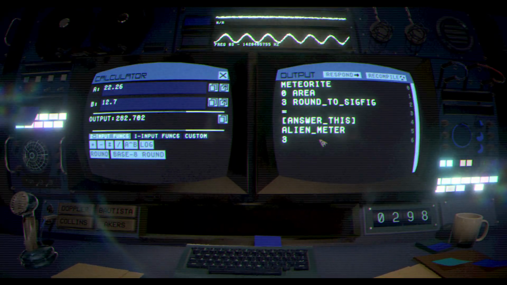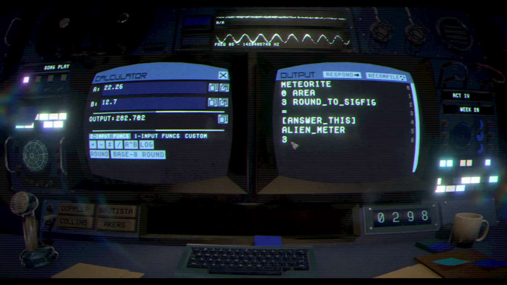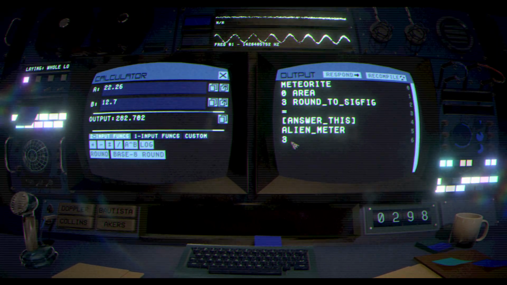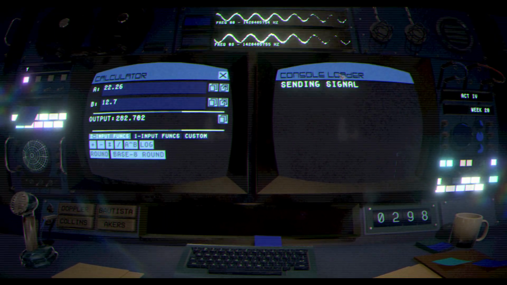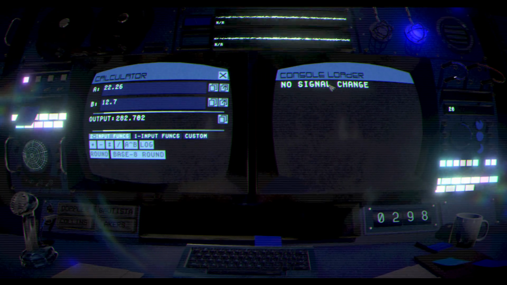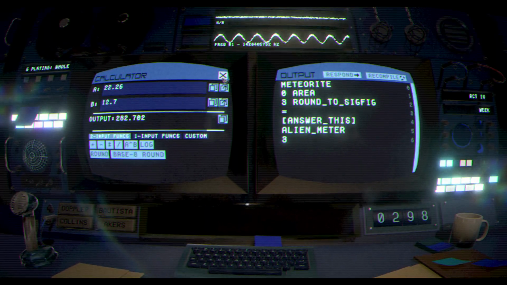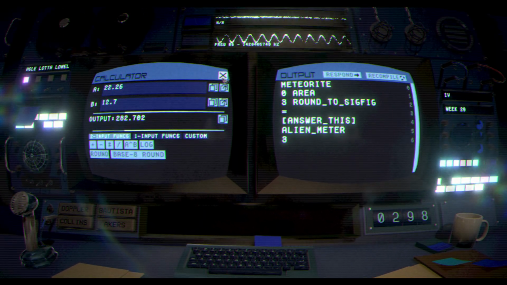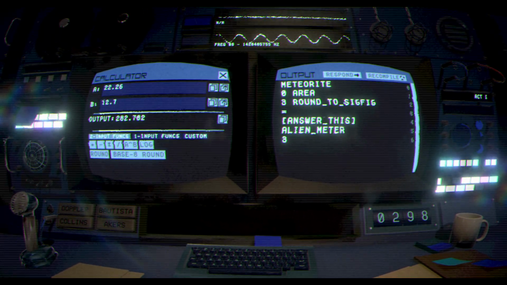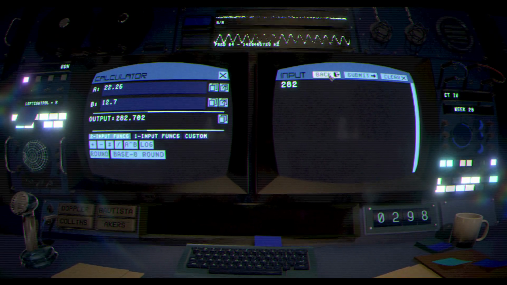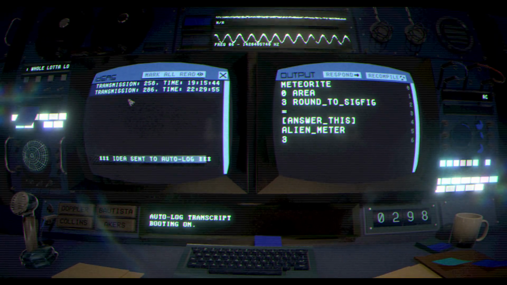Well, hold on. This says alien meter 3, so I'm assuming that this is alien meters cubed. Just to be sure that I don't want 282. Well, how would we define volume? So I would say 30 cubic feet, 282 cubic feet. Let's see. Are they noticing that I'm doing something wrong with the formatting?